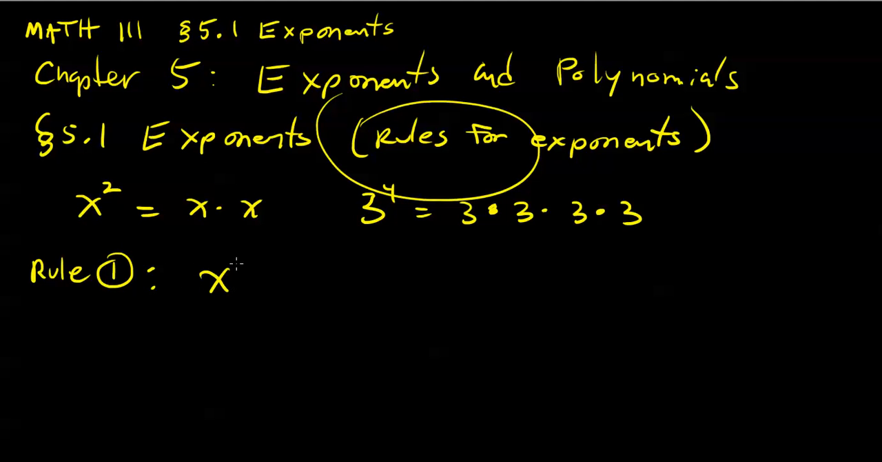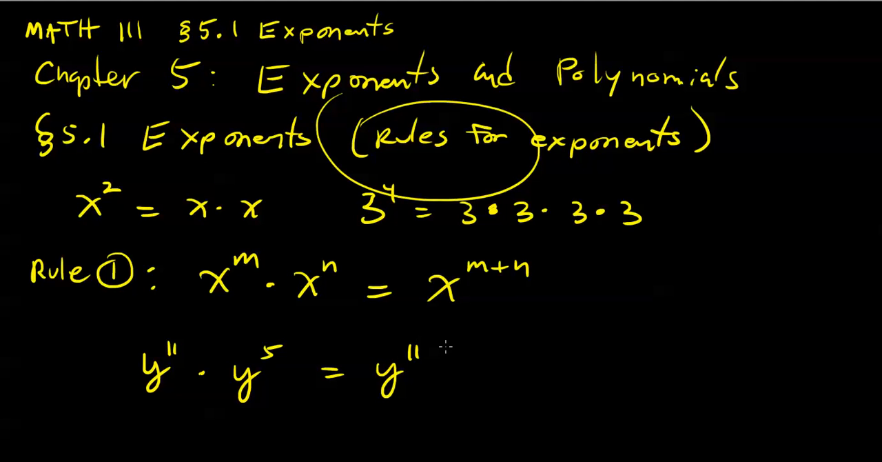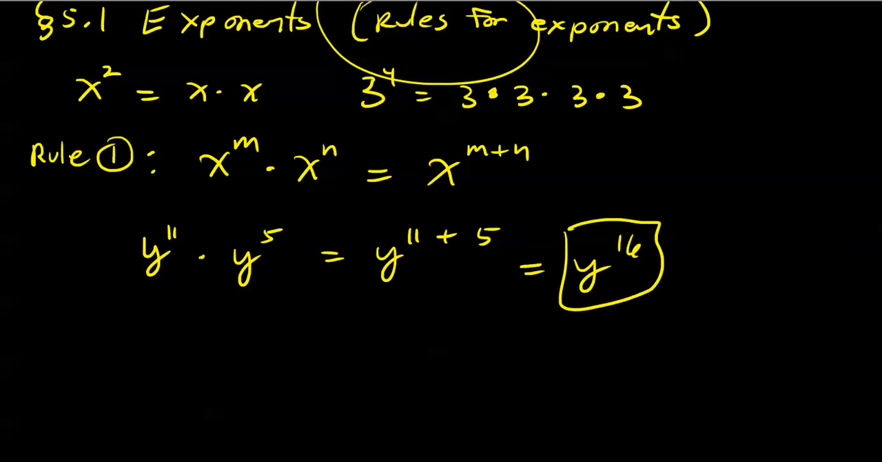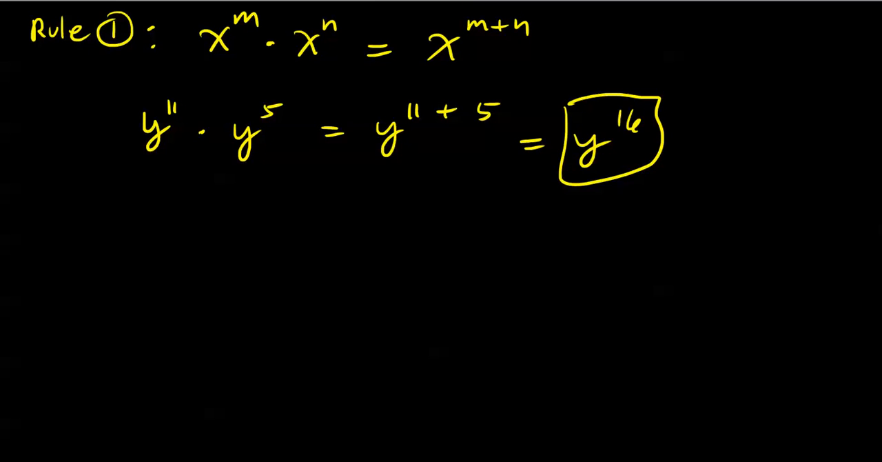If we are multiplying exponent expressions with the same base, of course we know we keep the same base and add the exponents. For example, if you're multiplying y to the 11th power times y to the 5th power, we add those exponents at the exponent level and I get a final return of y to the 16th power. Alright, so let's do a couple more examples of rule 1.